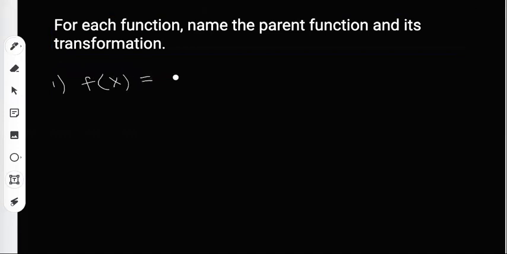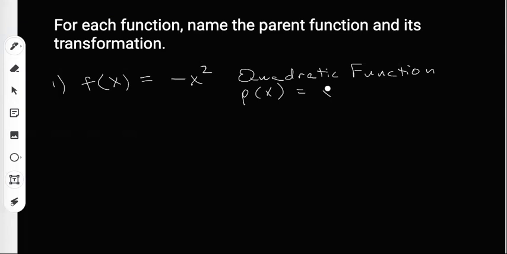f of x equals negative x squared. So for each function they give me, I want to name the parent function and the transformation. Since this has a highest exponent of 2, we know it's going to be a quadratic function. And we also know that the parent function, p of x, is going to be just regular x squared. That's the simplest way I can write it.